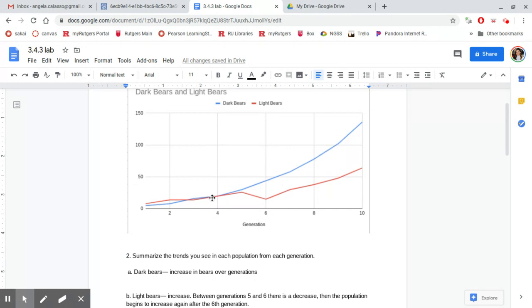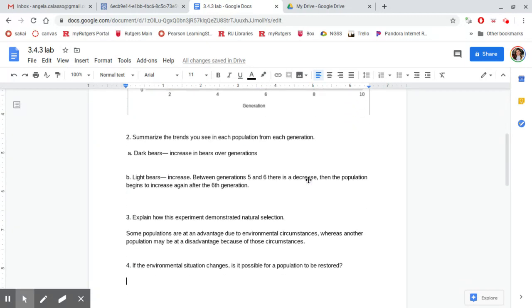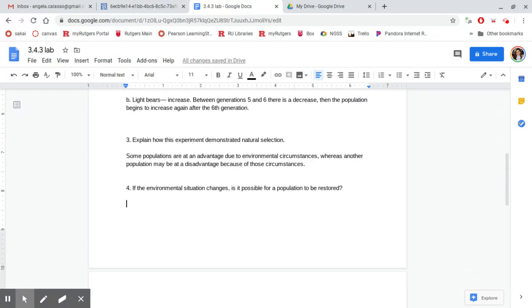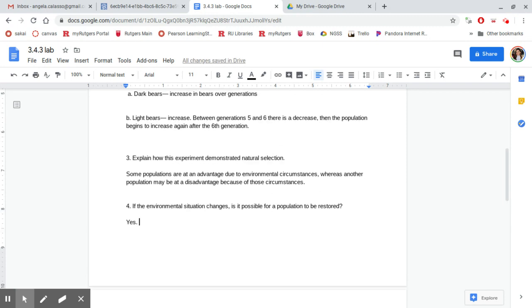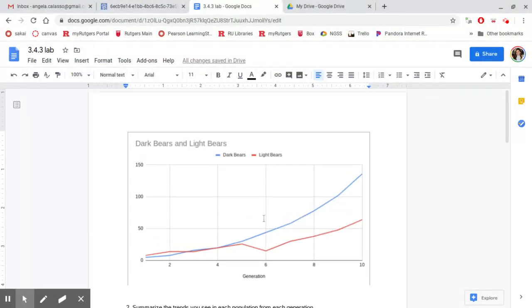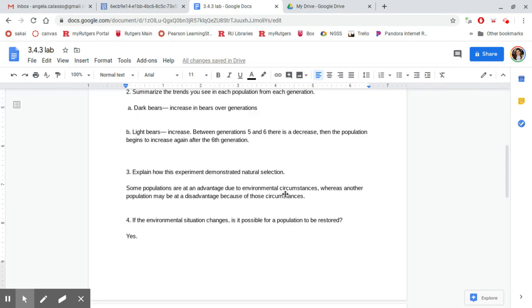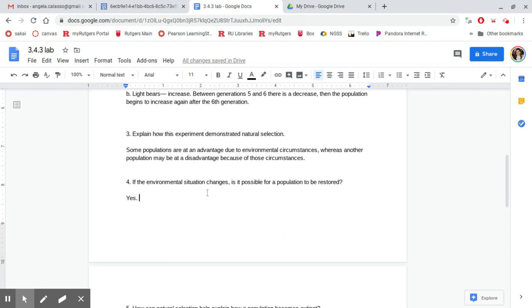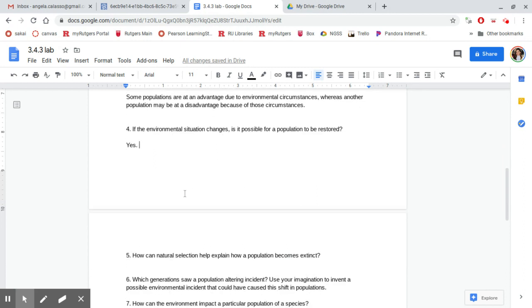So we're going to see a decrease in dark bears. Now that's just a situation, but we could say, yes, that population may decrease, but our light bears might actually increase from that because they're not going to be hunted as much as the dark bears. So if the environmental situation changes, is it possible for our population to be restored? You could just say yes.